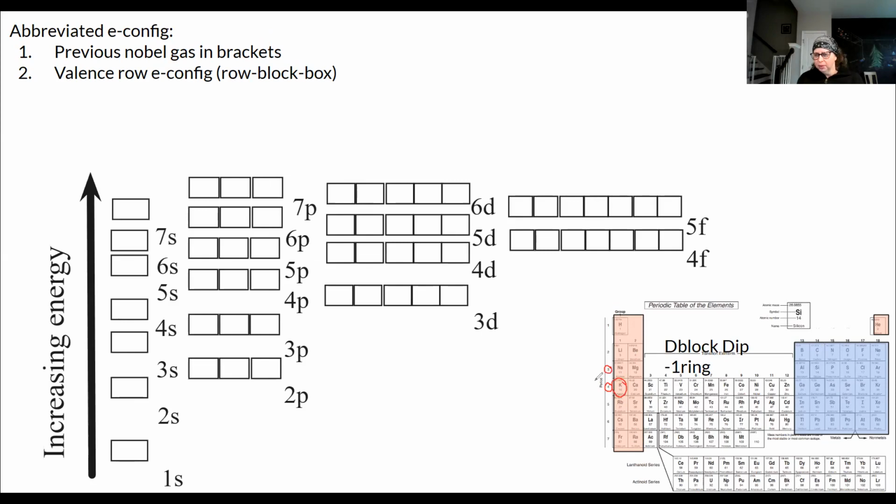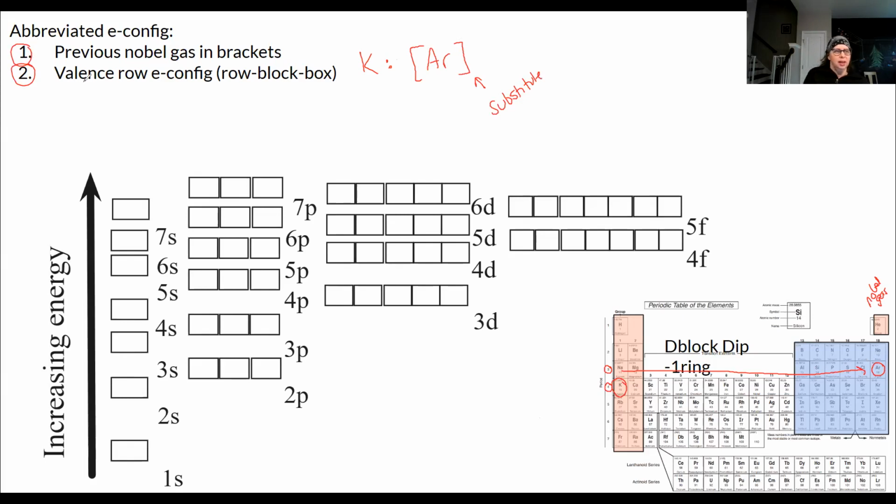We're going to go to quantum 3 all the way to the right and find this noble gas. Remember, group 18, they're called the noble gases. They don't like to react. They already have that full configuration. So the previous noble gas for potassium is argon. Now it's getting confusing because now I have potassium written and argon written. Put brackets around argon. That means that you are going to substitute the previous noble gas in brackets and then the valence row electron configuration.